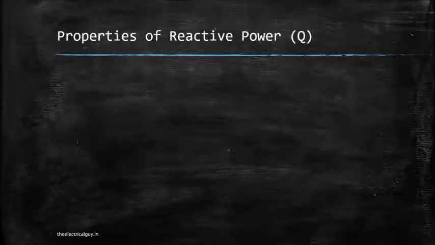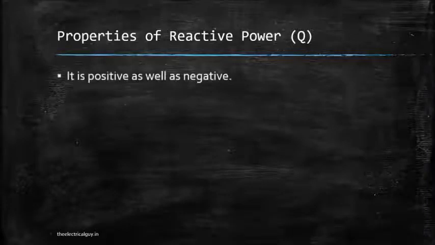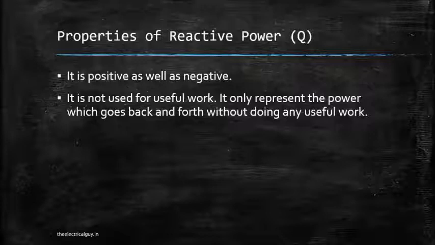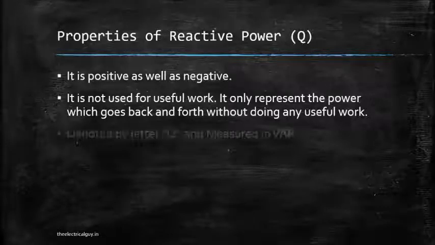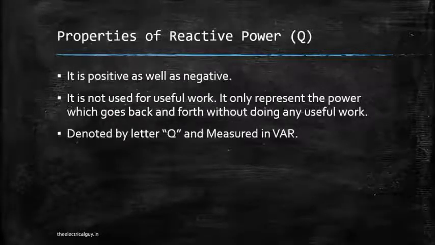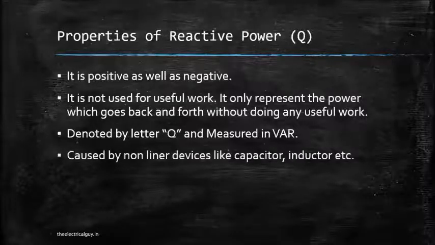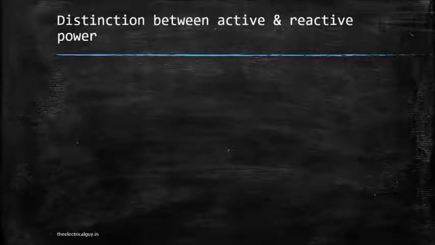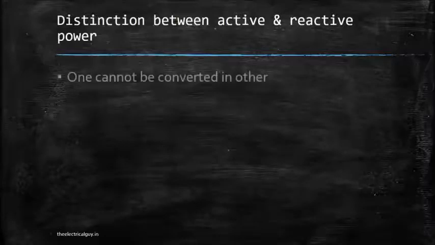Now let's see what are the properties of reactive power. It is positive as well as negative. It is not used for useful work. It only represents the power which goes back and forth without doing any useful work. It is denoted by letter Q and measured in VAR, that is volt ampere reactive, caused by non-linear devices like capacitor, inductor, etc.